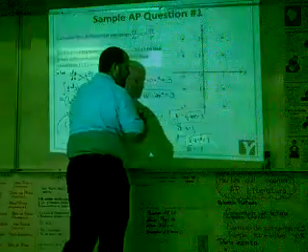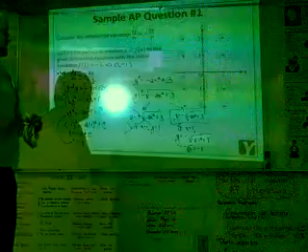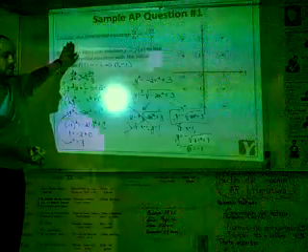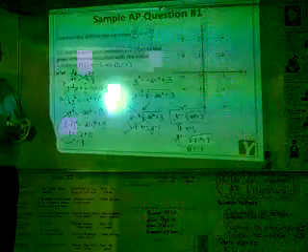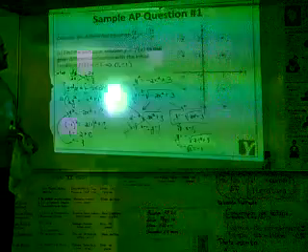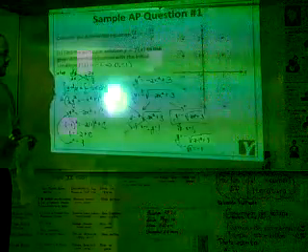Y equals negative the square root of negative 2x squared plus 3 is the particular solution to this differential equation that satisfies our initial condition. Congratulations. You've just solved your first AP question involving slope fields and differential equations.